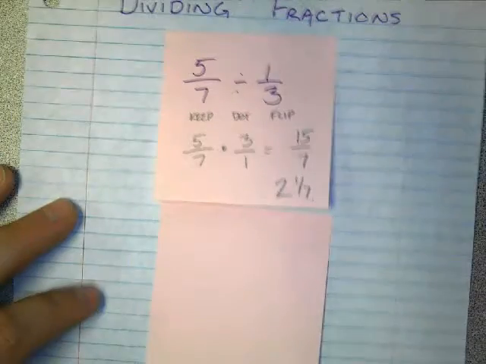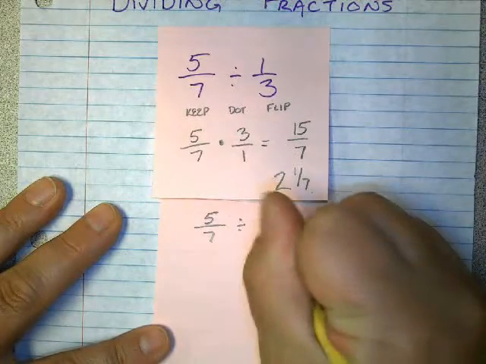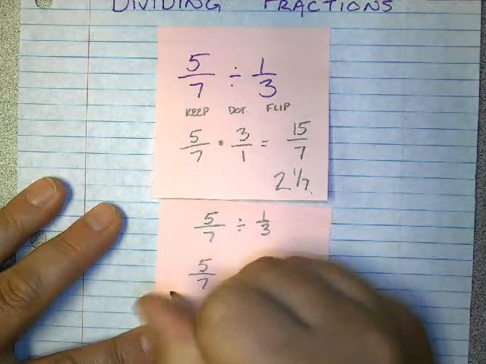Let's talk about this one here real quick. So we have 5/7, and we're dividing by 1/3.